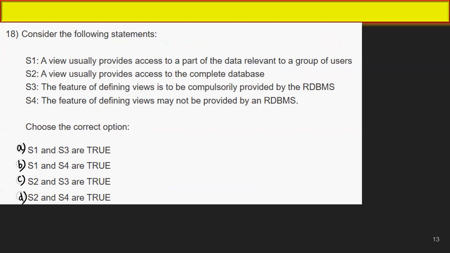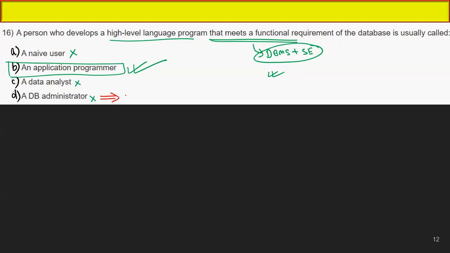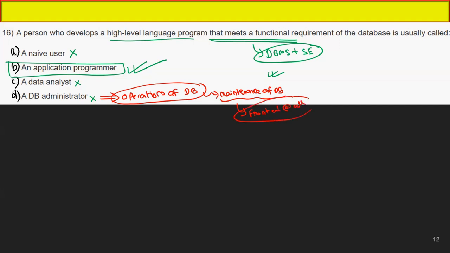Yes, the database administrator is dealing with all operations of the database. He is dealing with the operations and maintenance of the database. He is not dealing with the front end at all. The application programmer is the one who is dealing with the front end, and he will have very good rapport with the database administrator for the backend. Clear now? Right? Please add those points.